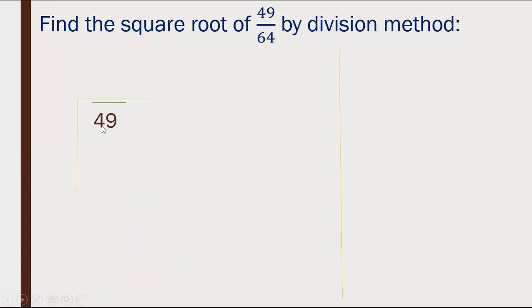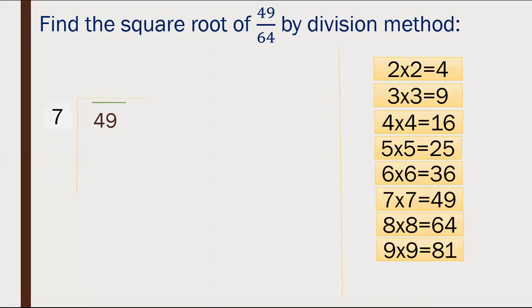So 49 is there. Which number can we take here? Quickly write in the chat box. I want a quick response, everybody. Yes, Ahad, which number can we take? Ali. 7. Absolutely right, Ali. So we get 7 into 7 here. 7 into 7 is 49.